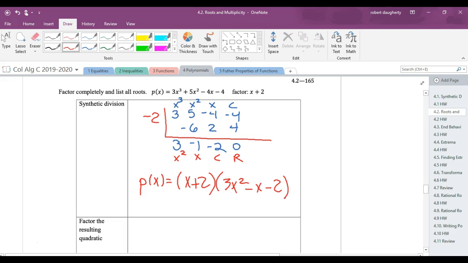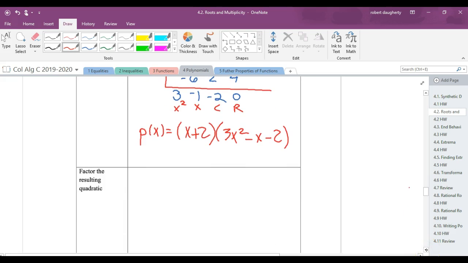So I want this to be completely factored. I've got it down to a linear term and a quadratic. I need to factor this quadratic, okay? How do I factor 3x squared minus x minus 2? To do that, I need to find two numbers that multiply to negative 6 and add to negative 1. What numbers multiply to negative 6 and add to negative 1?